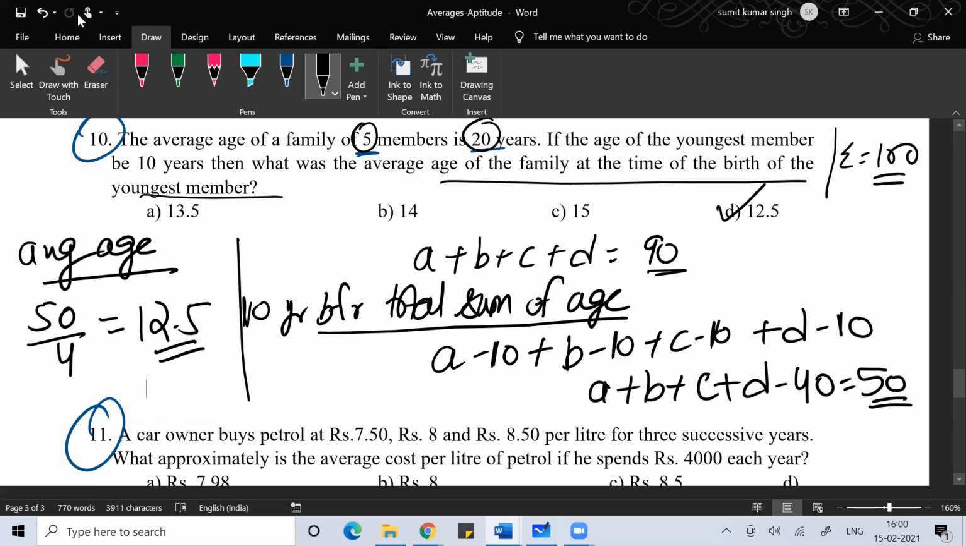And they are asking us the average age. At that time there were four members, the total age was 50, so their average age would be 50 divided by 4. Okay, everyone. Very basic.